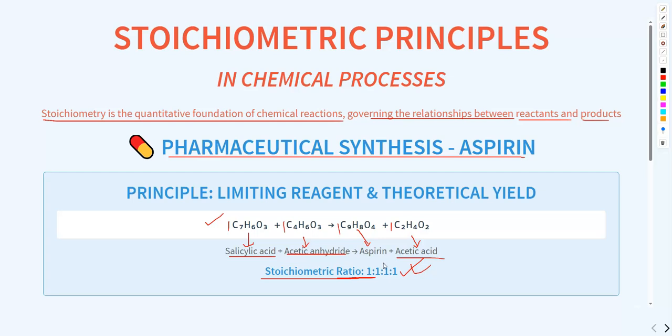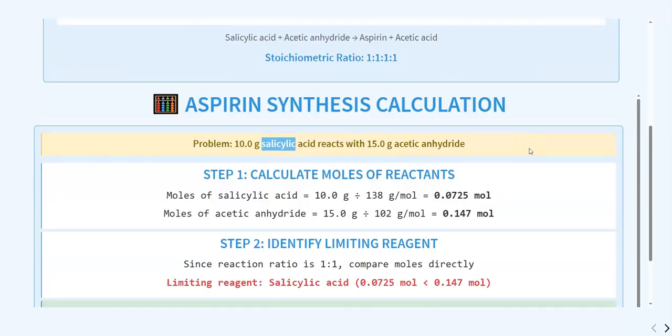Now let's do a simple calculation. Here is the problem statement: 10 gram salicylic acid reacts with 15 gram acetic anhydride. So first step, calculate moles of reactants.